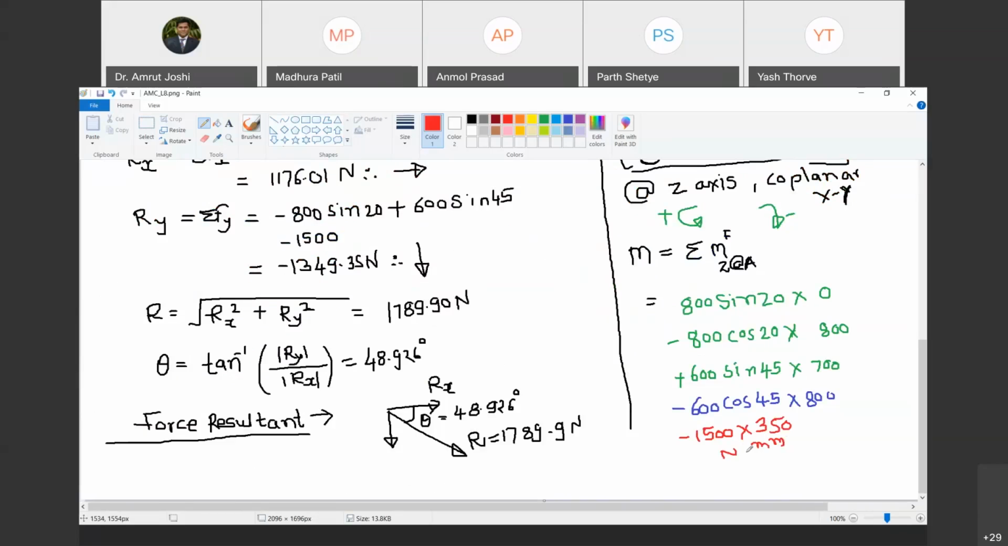Lengths are substituted in mm. Force is substituted in Newton. So therefore, the unit of moment here is Newton mm. Do you agree with me? Yes, sir. So simply calculate this and tell me how much is the final answer. So what is the moment?